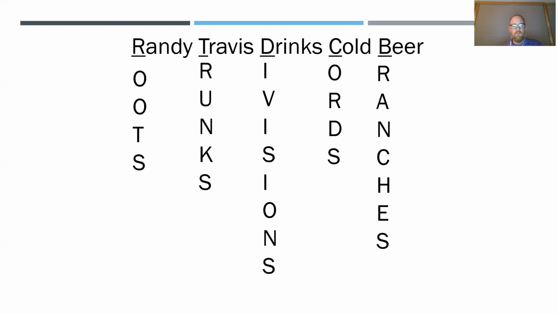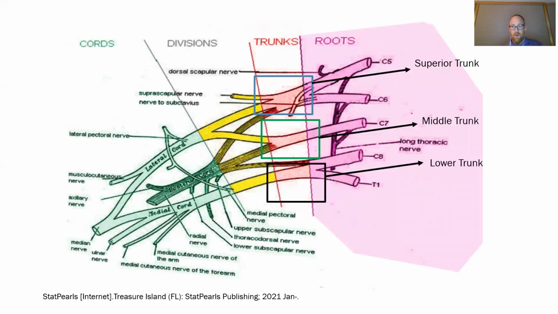Okay, guys, this is where you need to buckle up because things get a little hairy. So the trunks, we know the roots. The roots are C5 through T1. We all know that. But there is a way that we can describe the trunks, divisions, and cords. All right, here we go.